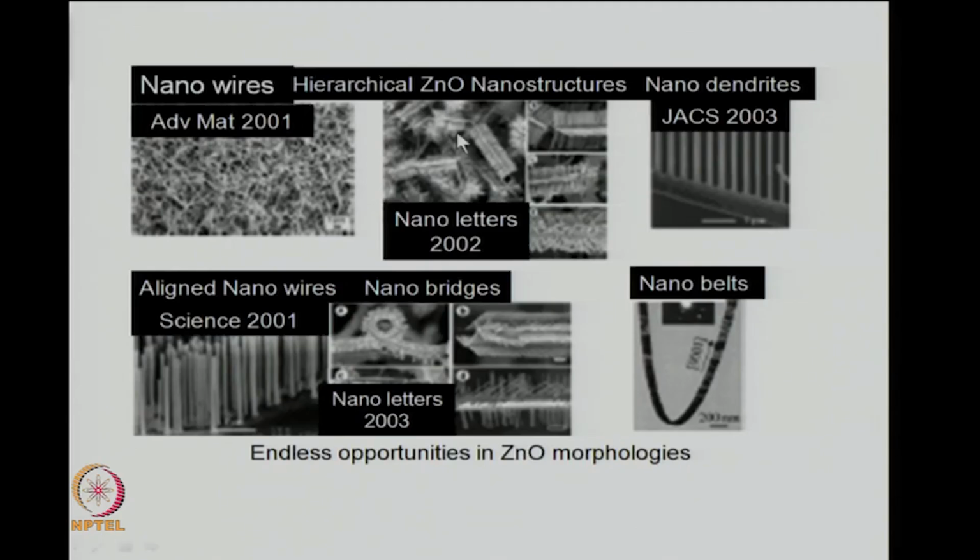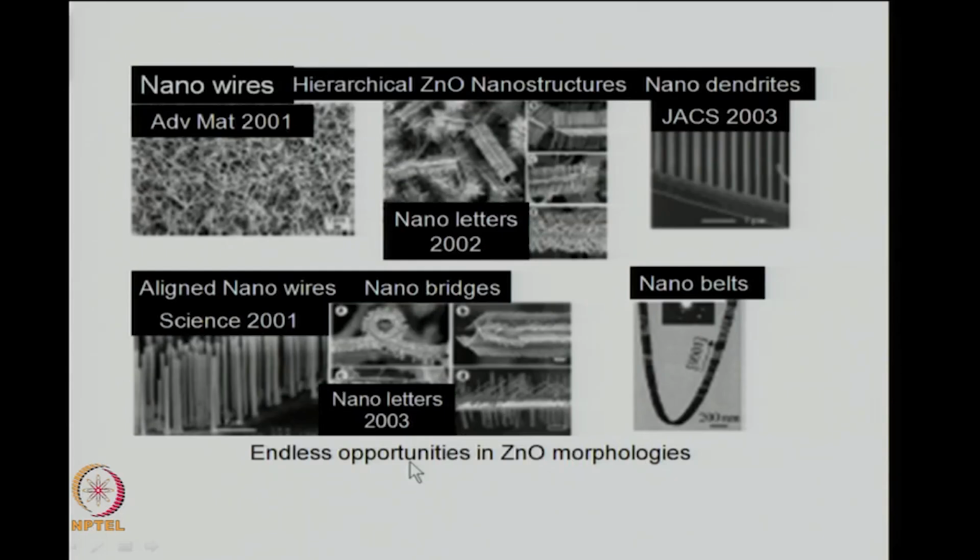A lot of such structures have been made in the laboratory in the recent past, and chemically, these are all zinc oxide. You can get nanodendrites, and nanobelts shaped like a garland. You can get nanobridges, shaped like a bridge. All kinds of shapes and alignments are possible, with all the wires in the same direction or in different directions. So, there are endless opportunities in making different kinds of zinc oxide morphologies.